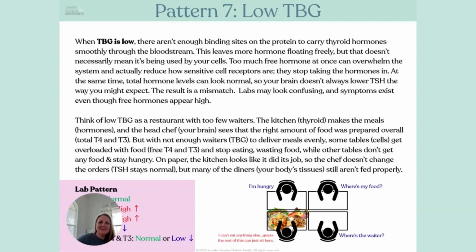Okay, last pattern, low TBG. When TBG is low, remember TBG is the protein that carries your thyroid hormones. So if TBG is low, there aren't enough binding sites on the protein to carry your thyroid hormones smoothly through the bloodstream. So then you have more hormone floating freely. But even though there's a bunch of free hormone in the blood, that doesn't mean it's getting used by your cells. Too much free hormone all at once can overwhelm the system, and it actually reduces the sensitivity of the cell receptors, so your cells stop taking the hormones in.